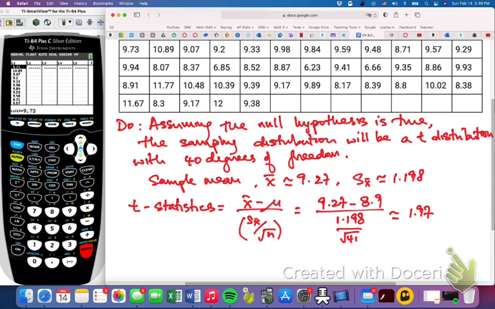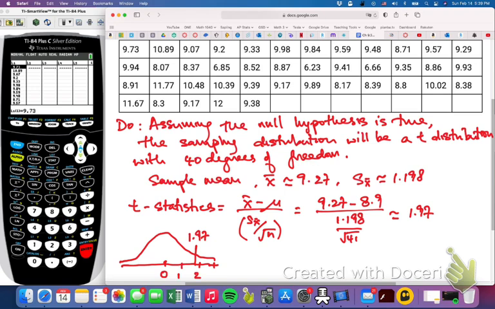The T distribution can be bell shaped. We don't call it normal, we call it a T distribution. This is the standard T distribution, similar to the normal distribution. We put 0 as the mean in the middle, and then 1, 2, which are the standard deviations. Those are called the T values. So 1.97 is right there.